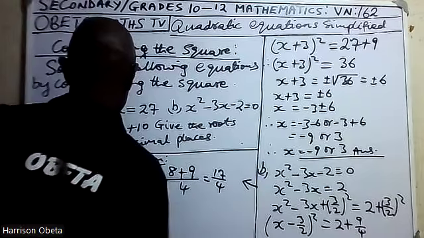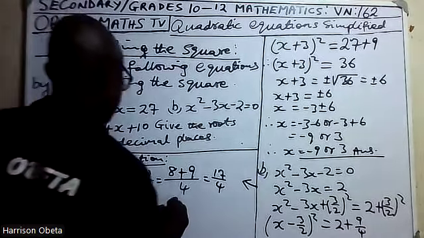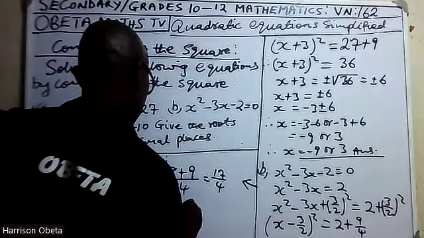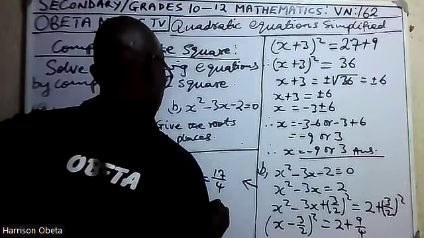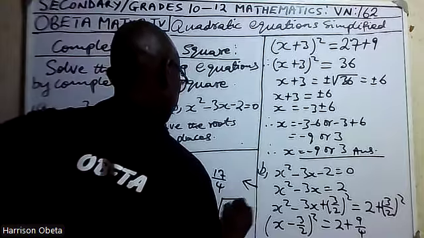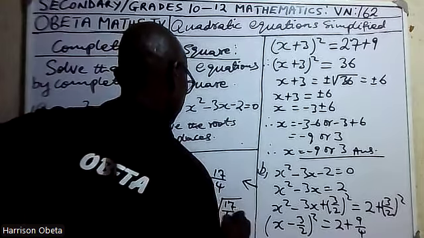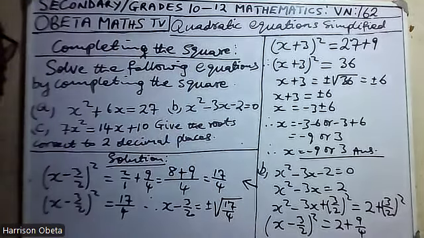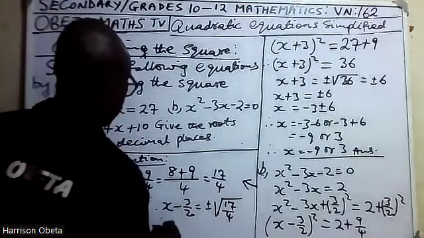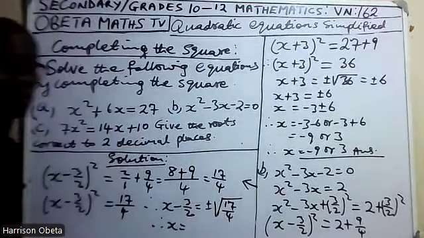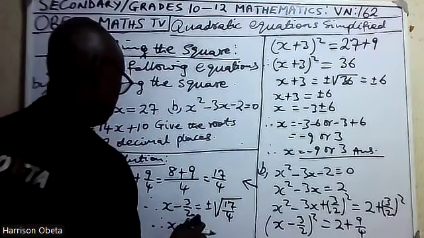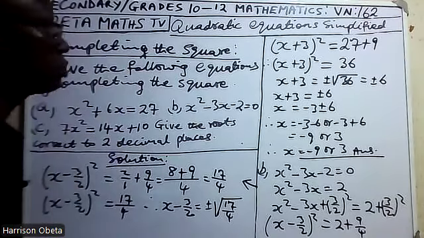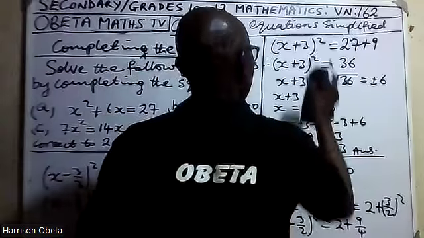Therefore, you find the square root of both sides. x minus 3 over 2 is equal to plus or minus the square root of 17 over 4. And that means that x should be equal to, or let me go up so that it will not cut. We come up here.